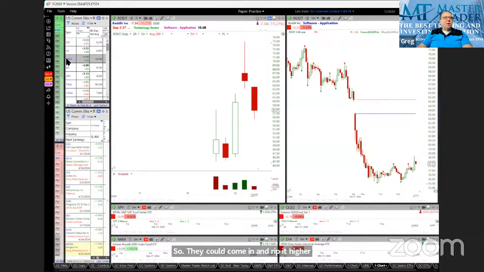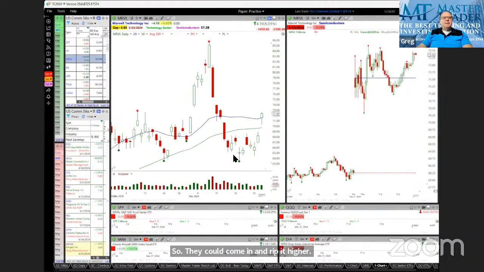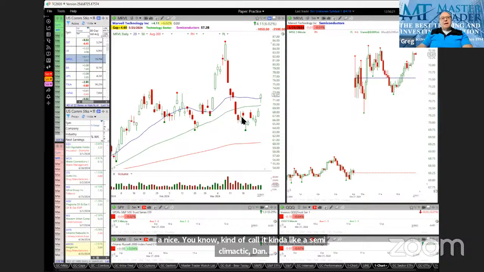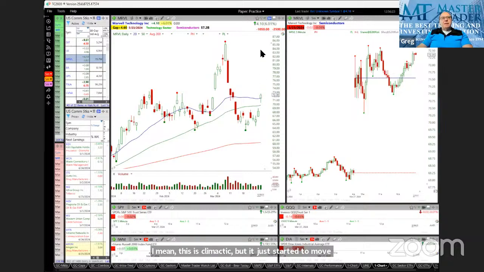What else? Marvell, right? I had this retest, it wound up gapping up today, but you can see it's on support. That's a nice semi-climactic one. I mean, this is climactic, but it just started the move down. These kinds of patterns rarely get all the way back up to the high, but crazy stuff's happening in this market lately.